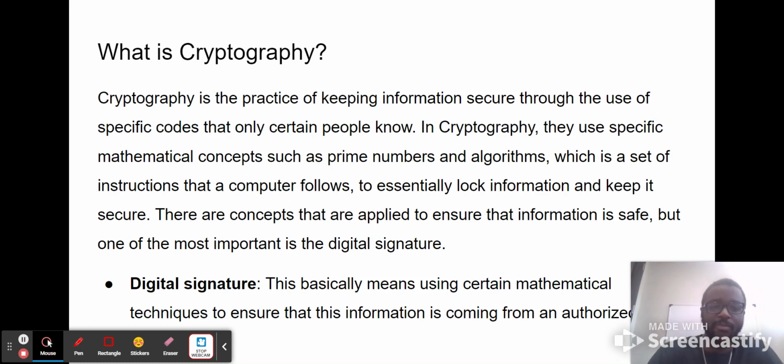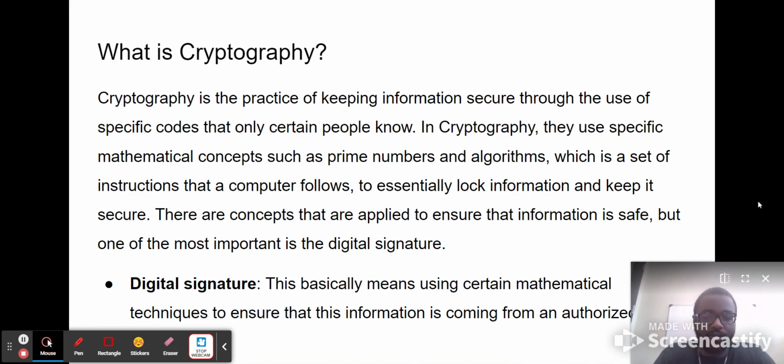In cryptography, they use specific mathematical concepts such as prime numbers and algorithms, which are sets of instructions that a computer follows to essentially lock information to keep it secure. There are concepts that are applied to ensure that information is safe, but one of the most important is digital signatures. Let's talk about what a digital signature is real quick.